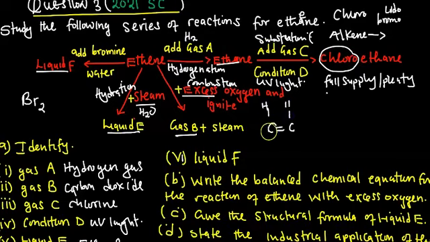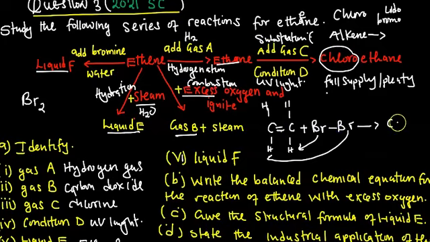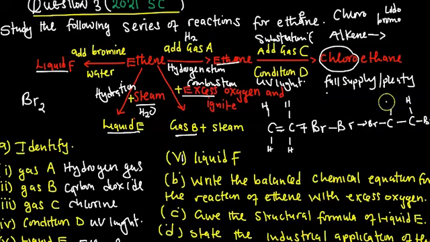This is ethene. Then when you add bromine, what will happen? The double bond breaks and leaves room for two attachments. One bromine will attach here on one carbon, and another bromine on the other carbon, then we have the hydrogens like that.